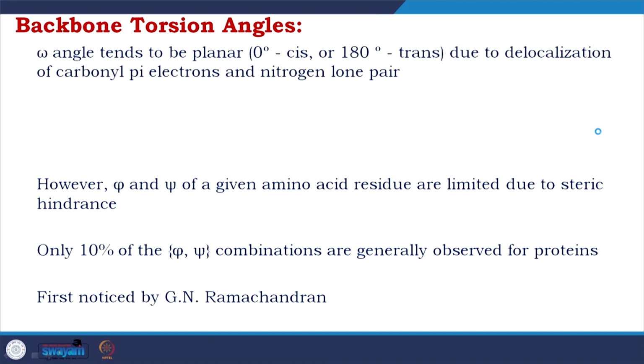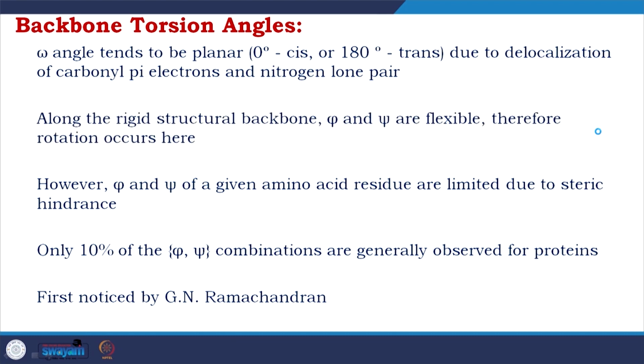So, omega angle tends to be planar, as I told, 0 degree for cis or 180 degree for trans, due to the delocalization of carbonyl pi electron and nitrogen lone pair. Along the rigid structural backbone, psi and phi are flexible, therefore rotation occurs there. However, they are restricted because of the steric hindrance coming from the amino acids, which means the rotation and the spatial position of the atomic residues which are in the side chain, which are rotating with the chi angles.